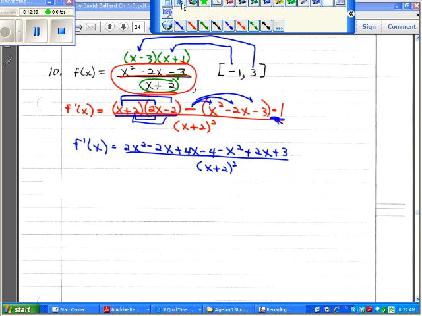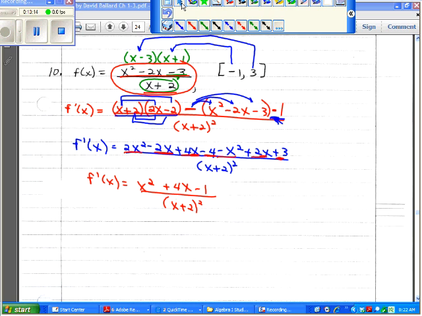We'll combine the like terms in the numerator, and we'll have f prime of x is equal to, we've got a 2x squared and a negative x squared, which gives me an x squared. I've got a minus 2x and a plus 4x, which gives me a 2x. And then another 2x gives me a 4x. And then I've got a negative 4 and a positive 3, which gives me a minus 1. All over x plus 2 quantity squared.